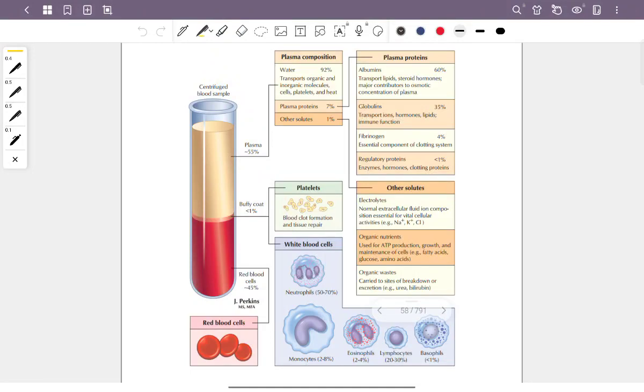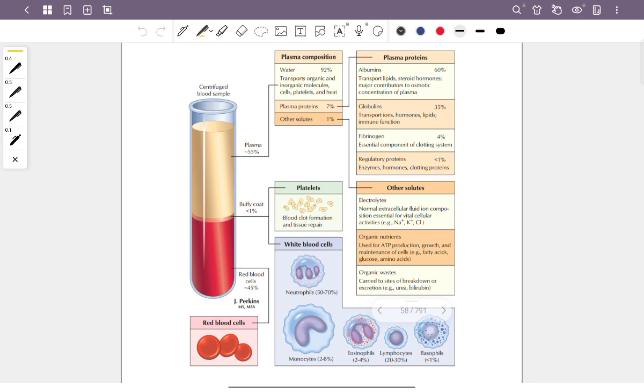Hi guys, today we're gonna study the composition of blood. People often get confused about what blood means. When people say blood, the first thing that comes to mind is the red blood, but that is not correct. Blood is a composition of various things, not only RBC, red blood cells. There are lots of things inside the blood, so we're gonna study all of them.